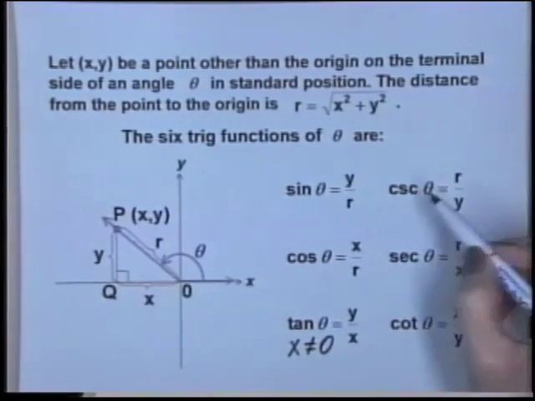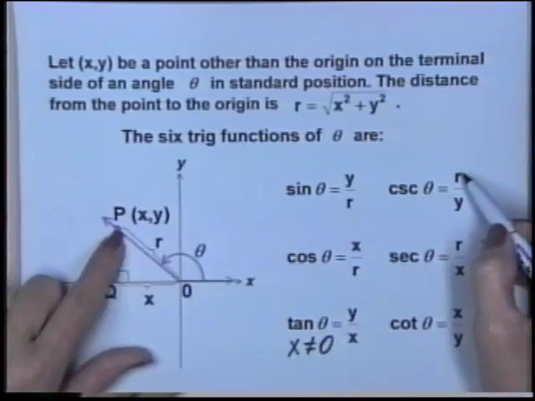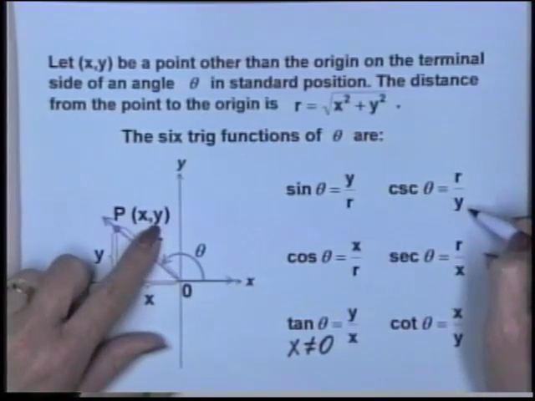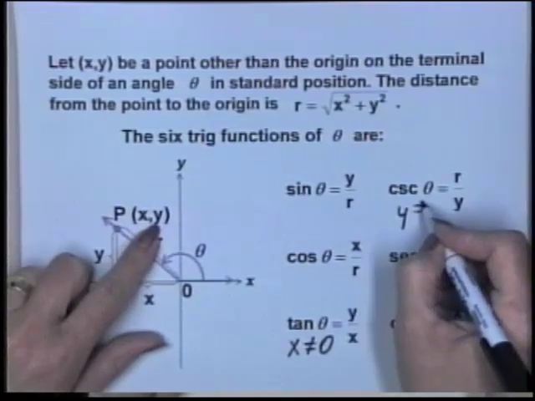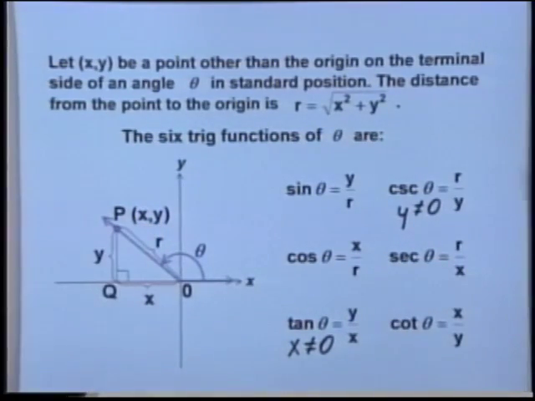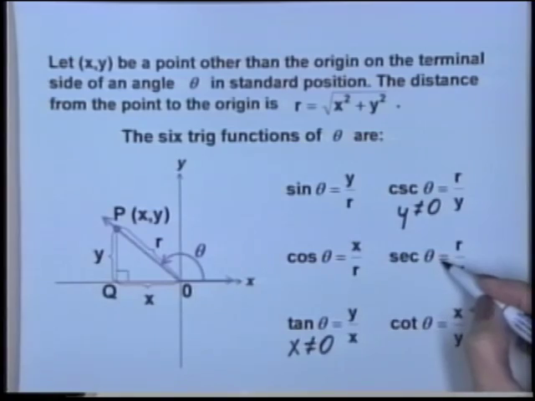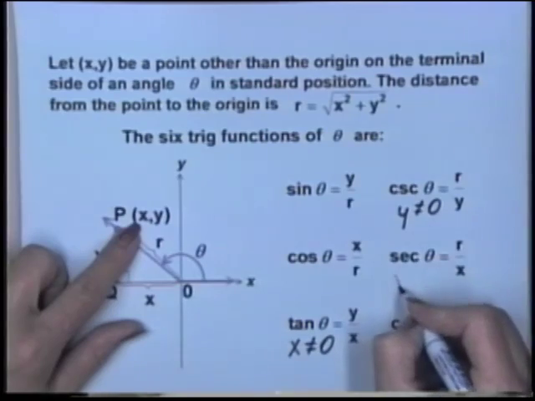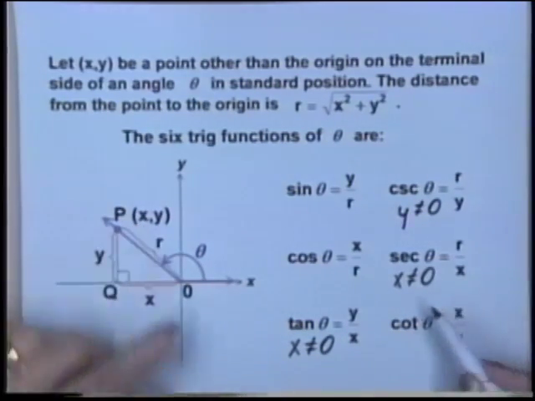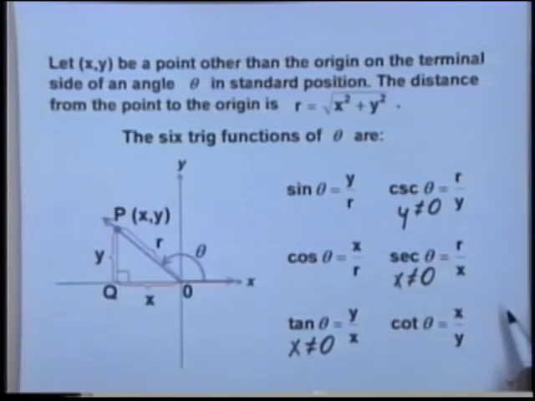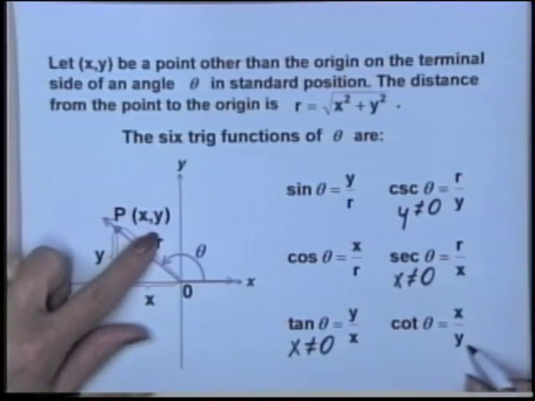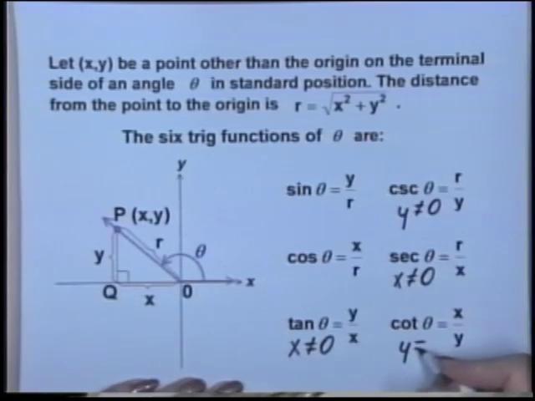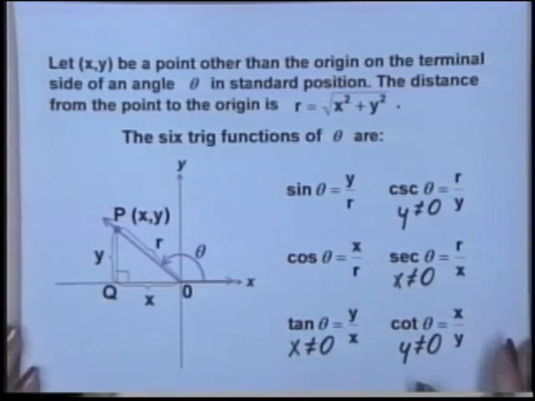The cosecant of theta is defined to be the r distance divided by the y coordinate, where y does not equal 0 because division by 0 is undefined. The secant of theta is defined to be the r distance divided by the x coordinate, where x does not equal 0. And the cotangent of theta is defined to be the x coordinate divided by the y coordinate, where y does not equal 0. Now write those down and memorize those. You are going to have to know those.